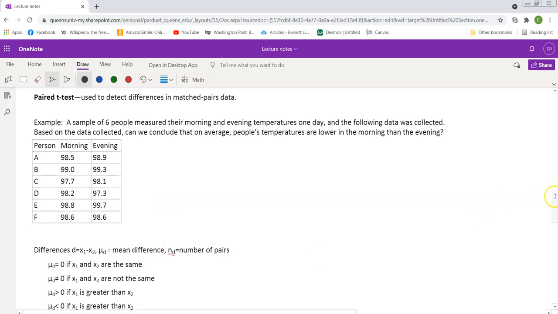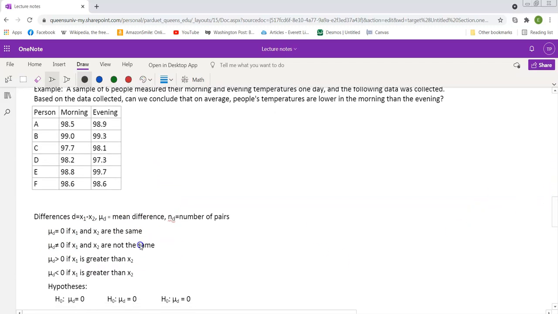So if we look over here, in our hypotheses, we're looking at the population mean mu of all the differences, and that notation is mu D. And then nD is the number of pairs we have. So the null hypothesis is always going to be that there is no difference between these two groups, or between these two measurements. And so the null hypothesis is going to be that mu D equals 0. So there's no difference in the means.